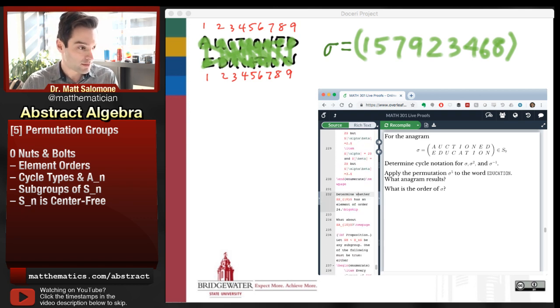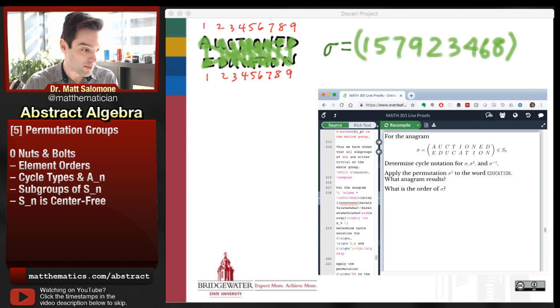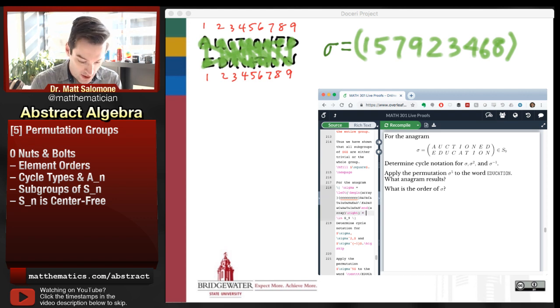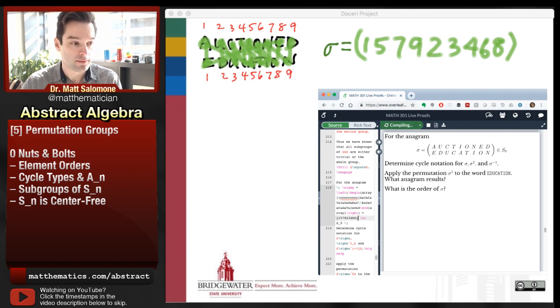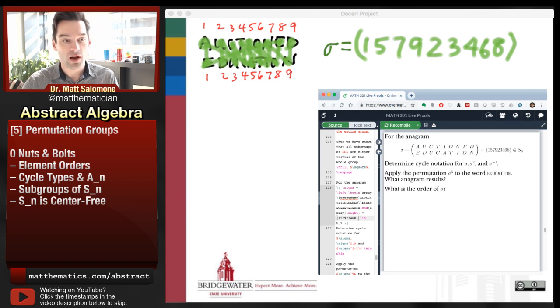Let me get that recorded on the page here, because I'm probably going to want to make some more room on my screen to write other things in a minute. This permutation was (1, 5, 7, 9, 2, 3, 4, 6, 8). There we go. So there's cycle notation for this permutation.